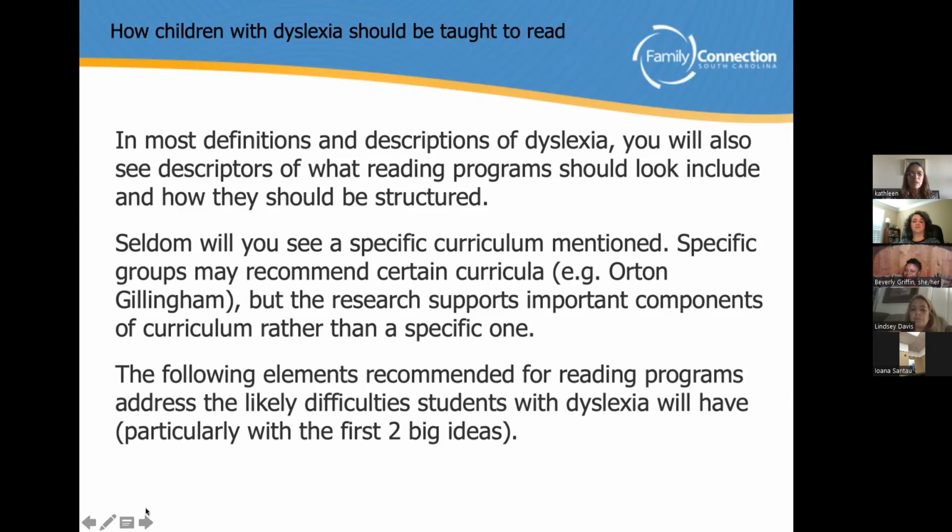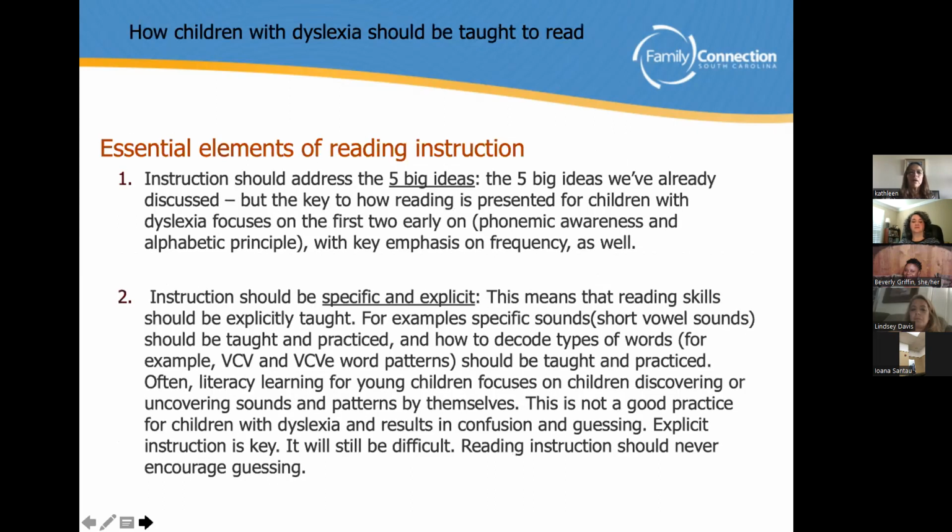So the following elements are essential elements of reading instruction. I've outlined, I think, 3, maybe 4. First, the big ideas we've already discussed, but the key, and I hope you understand this, the key to how reading is presented focuses on those first 2 elements: phonemic awareness and alphabetic principle. Again, as I said, almost every curriculum is going to say they address these 2 things, but it's the way they're addressed that's important.